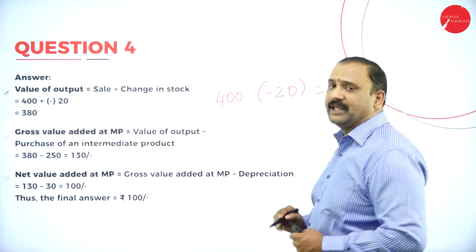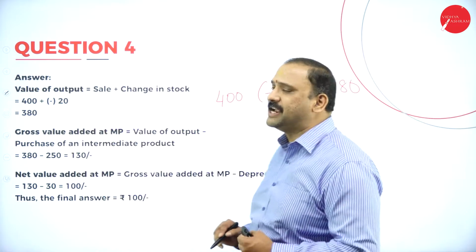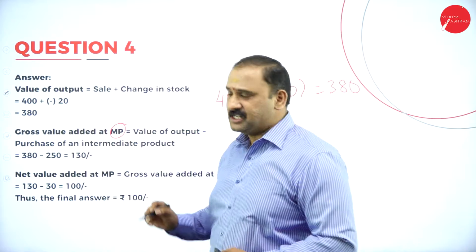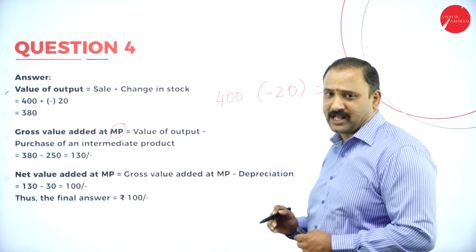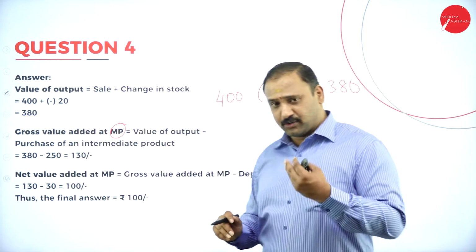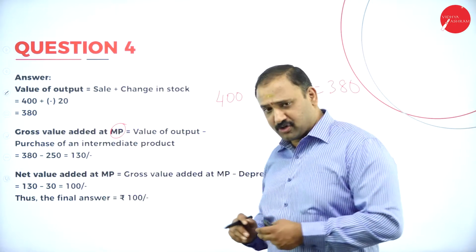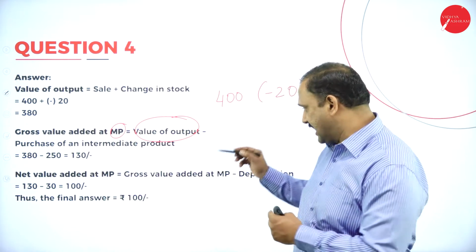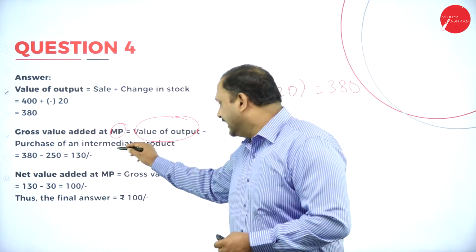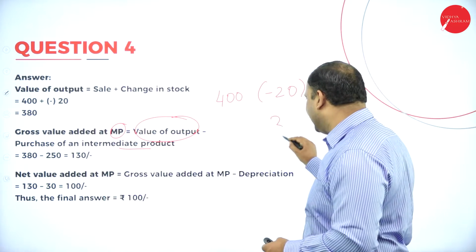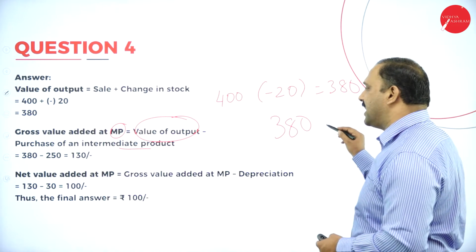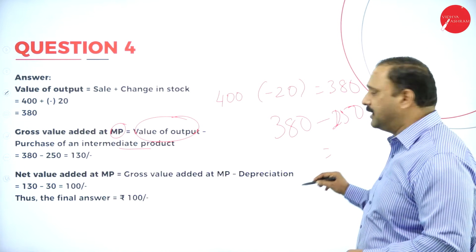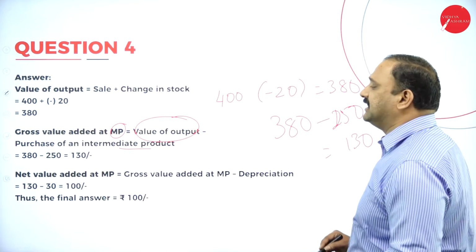Now, from here, we have to calculate the gross value added at market price. So how are you going to calculate it? You need to take the value of the output minus the purchase of the intermediate product. So 380, that is the value of the output that we have taken, minus the intermediate good, that is 250 rupees, which is given in the problem. So the final answer here is 130.